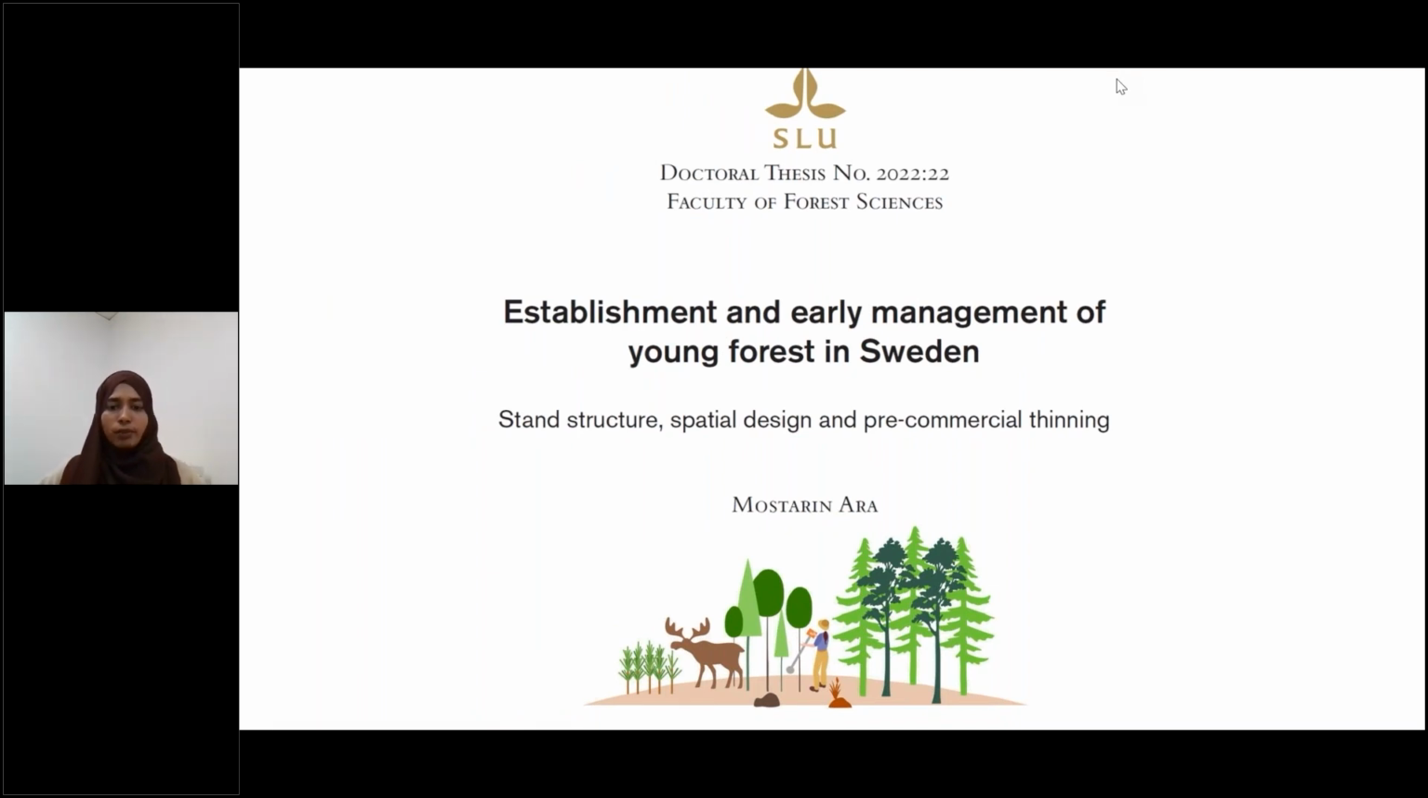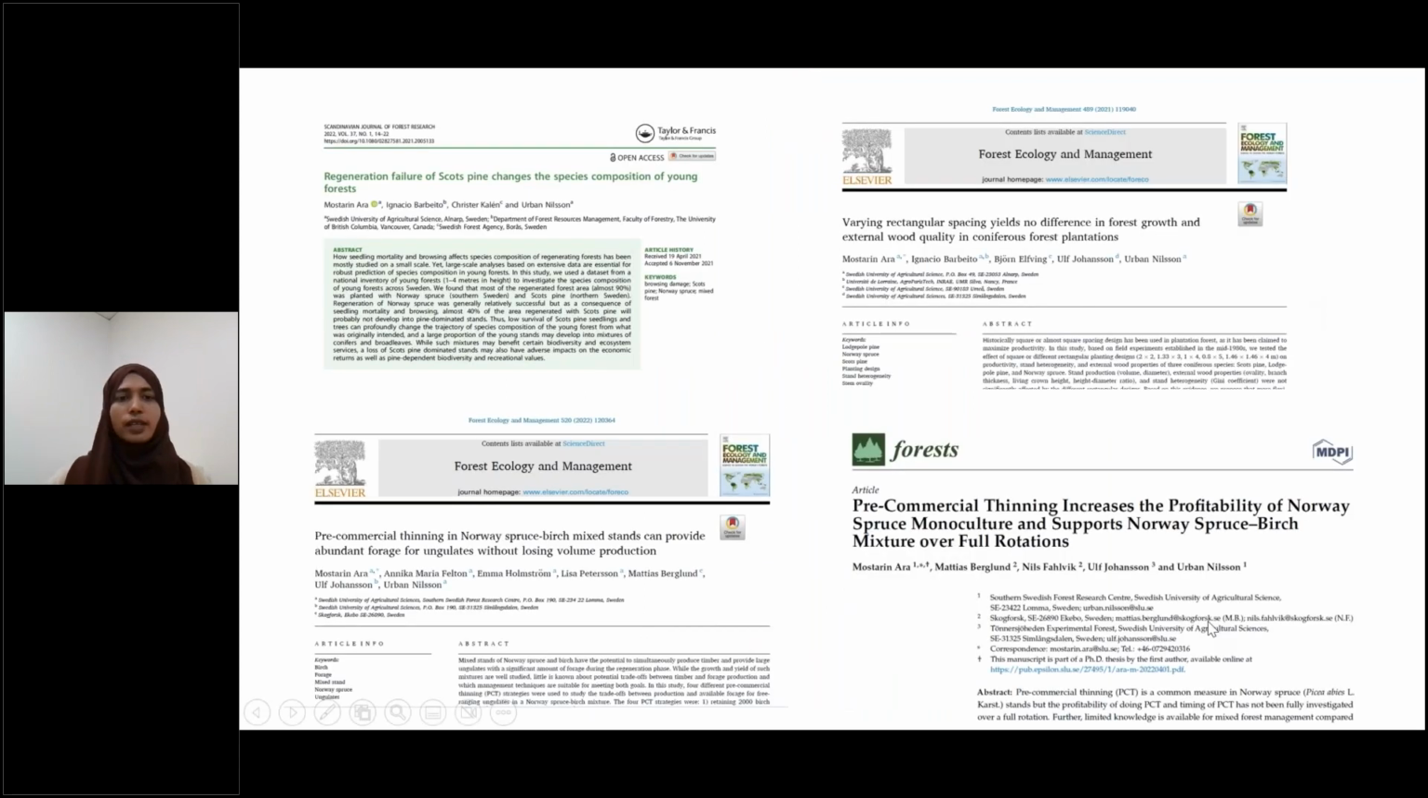So the talk I will have today is going to be based on my PhD thesis that you can see the title here, Establishment and Early Management of Young Forest in Sweden. And I know probably you are already thinking that it's a broad area, and yes, it is. And that's why I narrowed it down to stand structure, spatial design, and pre-commercial thinning. And the thesis is just a summary of these 4 papers that I worked on.